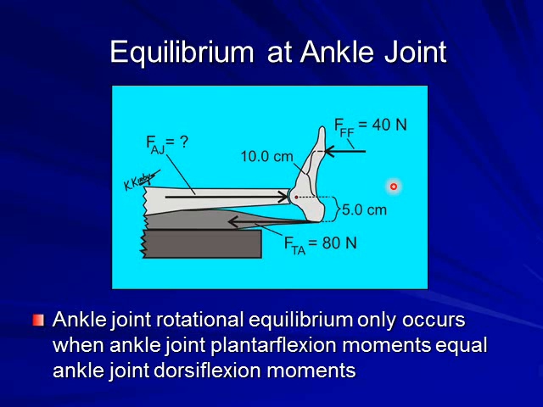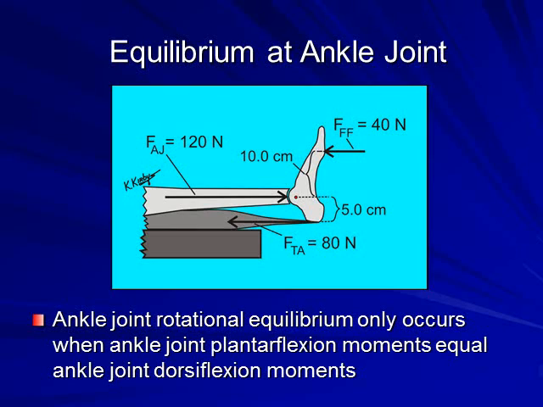Well, we should be able to because of translational equilibrium, where we know that the forces pushing from right to left, the 40 Newton force from our hand pushing on the forefoot, and the 80 Newton force from the Achilles tendon pulling the calcaneus from right to left, add up to 120 newtons pushing the foot toward the right. So what does the force of the ankle joint have to be? The force of the ankle joint has to be 120 newtons.